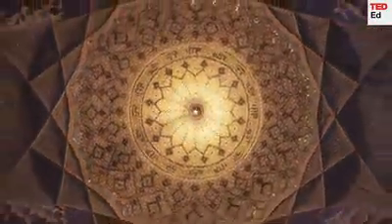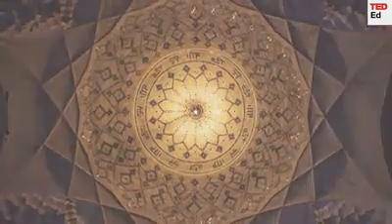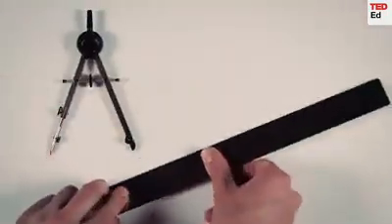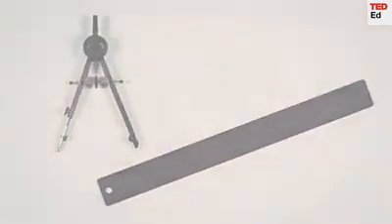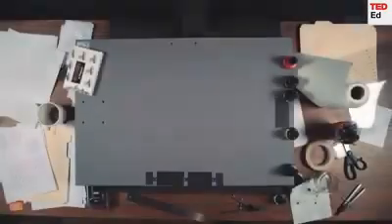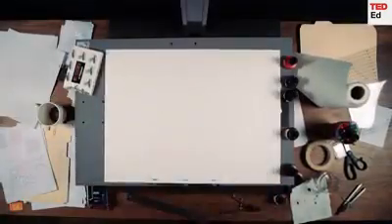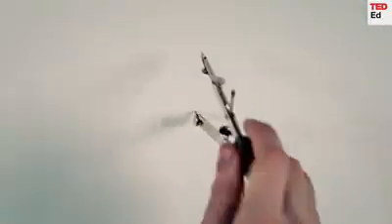Despite the remarkable complexity of these designs, they can be created with just a compass to draw circles and a ruler to make lines within them. And from these simple tools emerges a kaleidoscopic multiplicity of patterns. So how does that work? Well, everything starts with a circle.